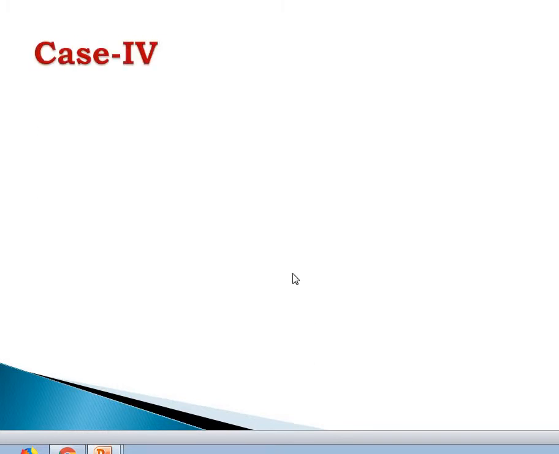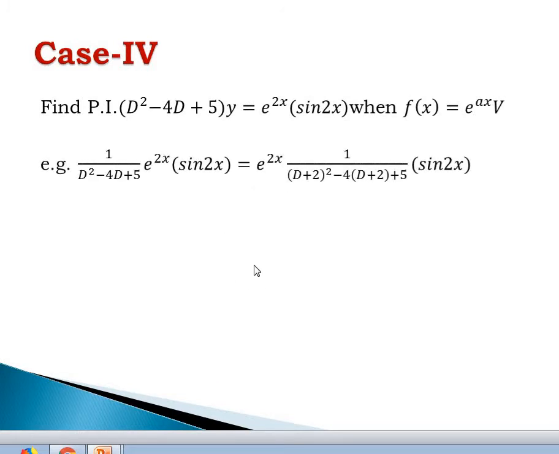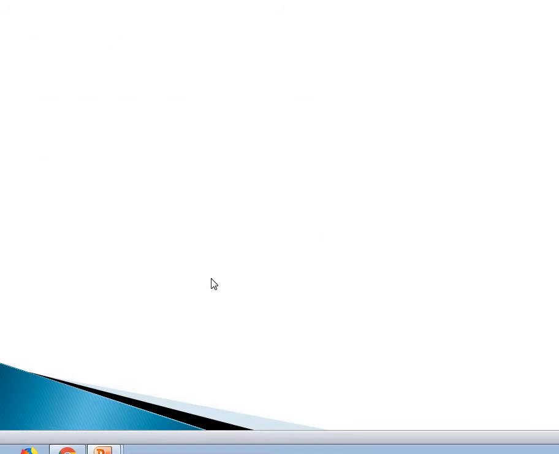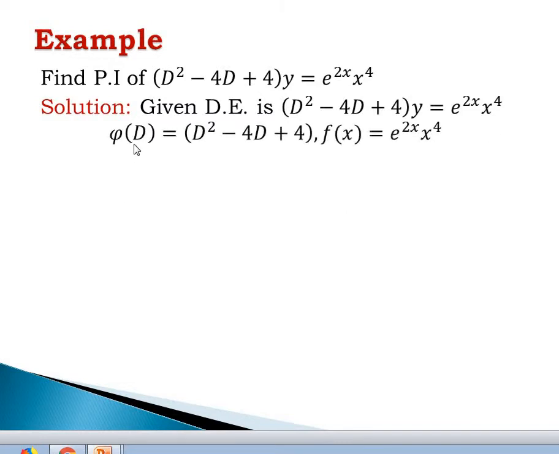Now the next example. We have to find the PI of the function D square minus 4D plus 4 into y is equal to e raised to 2x into x raised to 4. Solution: given D square minus 4D plus 4 into y is equal to e raised to 2x into x raised to 4. Phi of D is equal to D square minus 4D plus 4 and f of x is equal to e raised to 2x into x raised to 4.